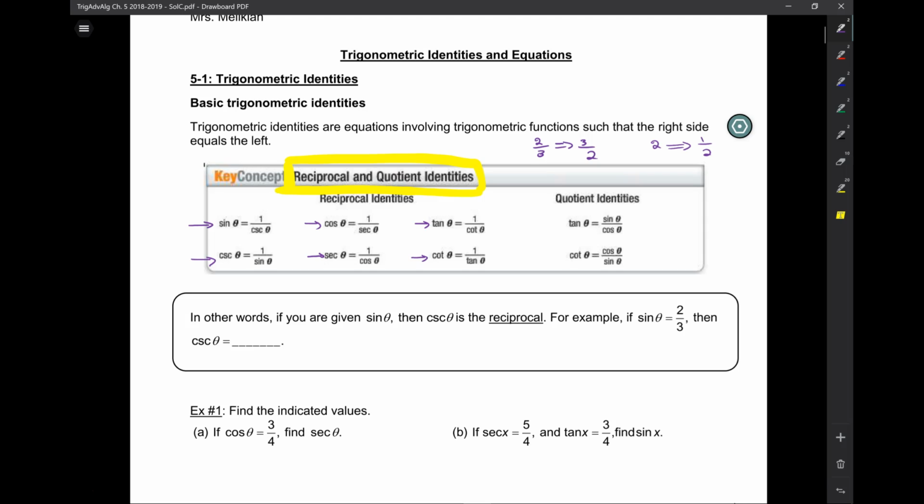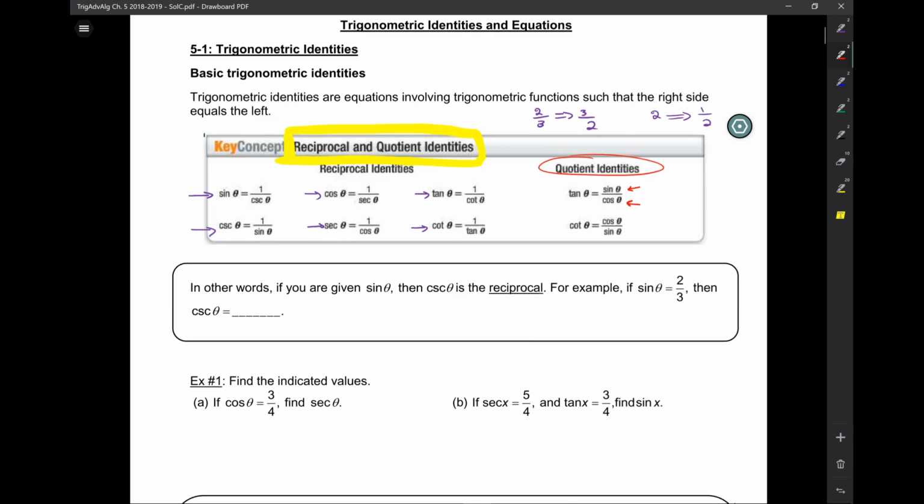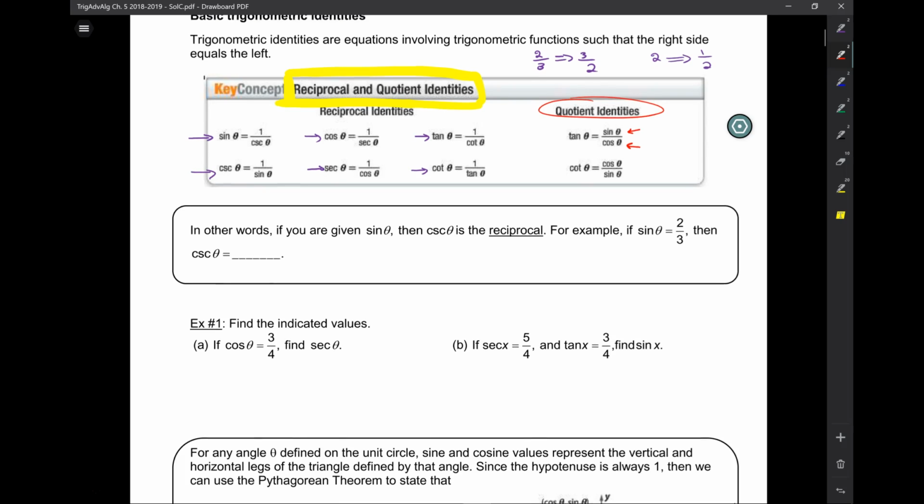Then we've got what we call quotient identities, right? So a quotient identity is that tangent, what is it really? It's sine over cosine, right? So tangent of theta is sine of theta over cosine of theta, and cotangent is cosine over sine. So none of this is new, right?